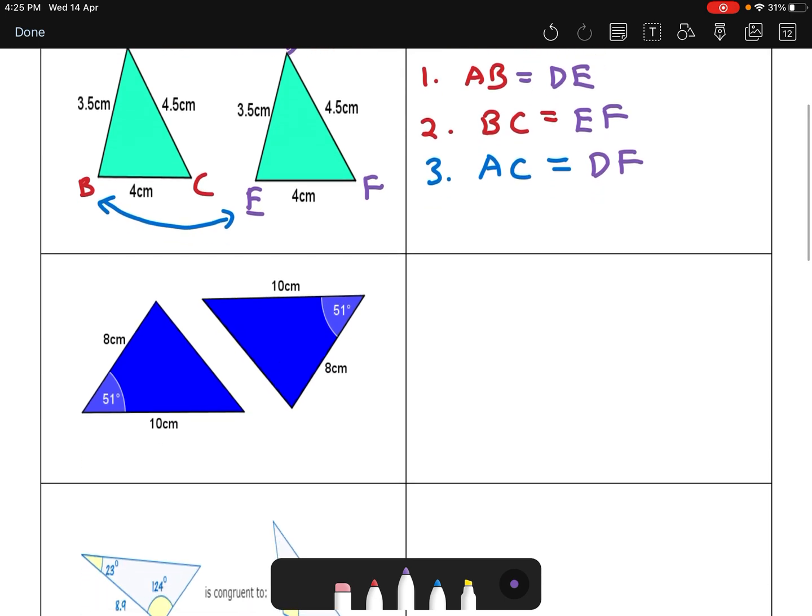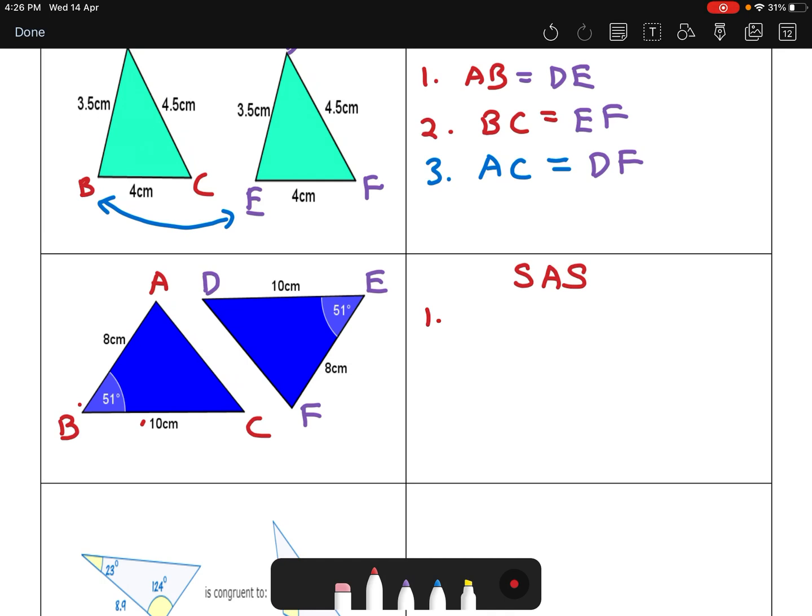For the second test, let's say we are given two triangles again, and this triangle has 2 lengths and 1 angle. What is the test to prove that they are congruent? Since we see side, angle, side, our test is called side, angle, side, SAS. Let me denote the vertices: A, B, C, D, E, F.